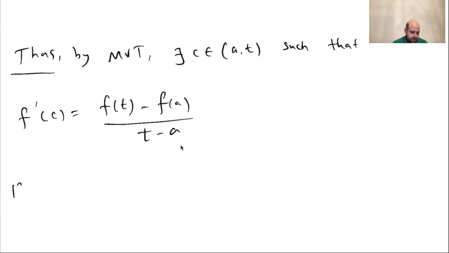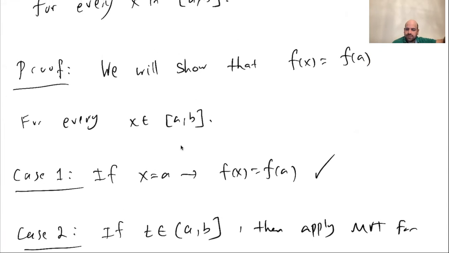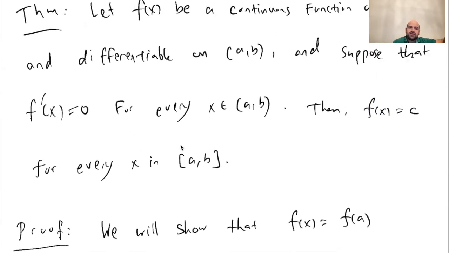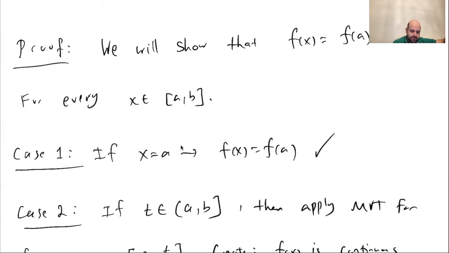But by assumption, what do we know about F prime of C? Look at the assumption of the theorem. Each theorem has some assumptions. You have to use those assumptions in order to prove the conclusion or the statement. My assumption is that F prime of X equals 0 for every X between A and B.